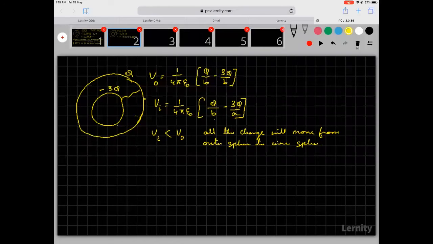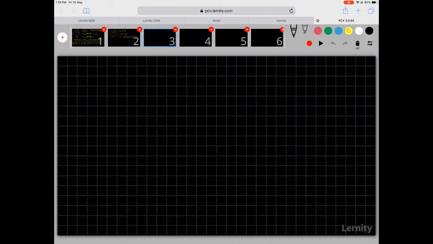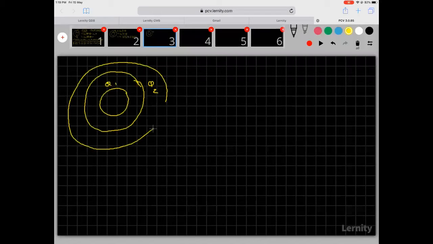Now, if you understand this, then I have one sphere here which has a charge, suppose Q1. I have another sphere here which has a charge Q2. I have another sphere here which has a charge Q3. I am identifying points A, B, C, and D.